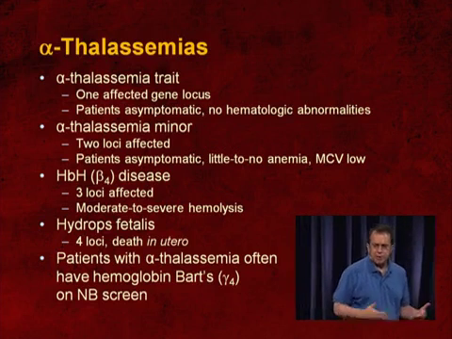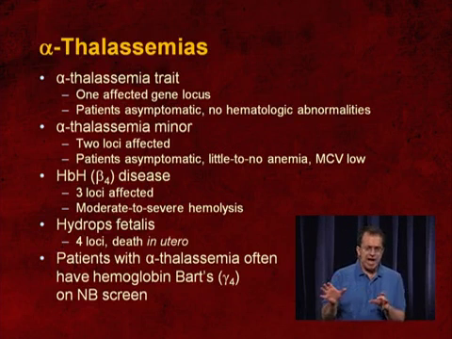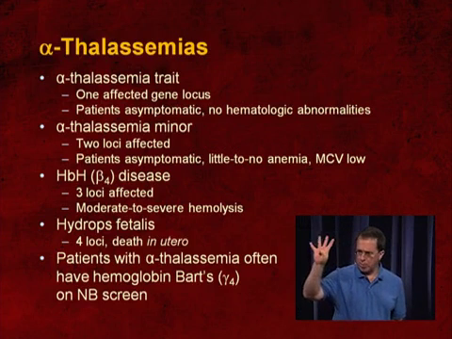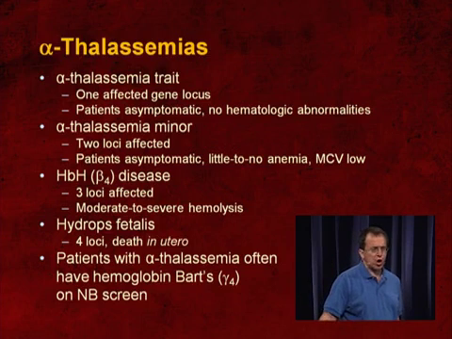So you can get HbH, or hemoglobin H, which is beta 4. Remember we said hemoglobin is a tetramer, you need 4 chains. Well, if all 4 of those chains are beta, it's called hemoglobin H. And that's hemoglobin H disease. And you can have moderate to severe hemolysis. If all 4 genes are affected, you end up with hydrops fetalis.